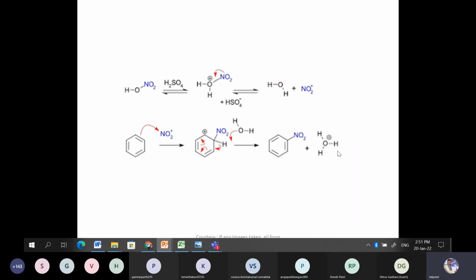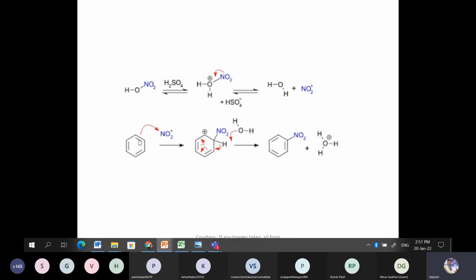So finally what we can say is, H2SO4 acts as a catalyst for this reaction and nitric acid acts as a reactant for this reaction. And benzene is known as the substrate for this reaction. The reason is that in the final product we can call it nitrobenzene.